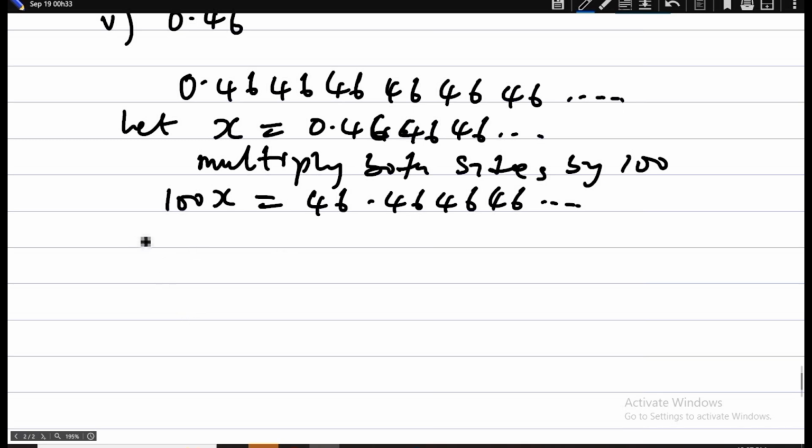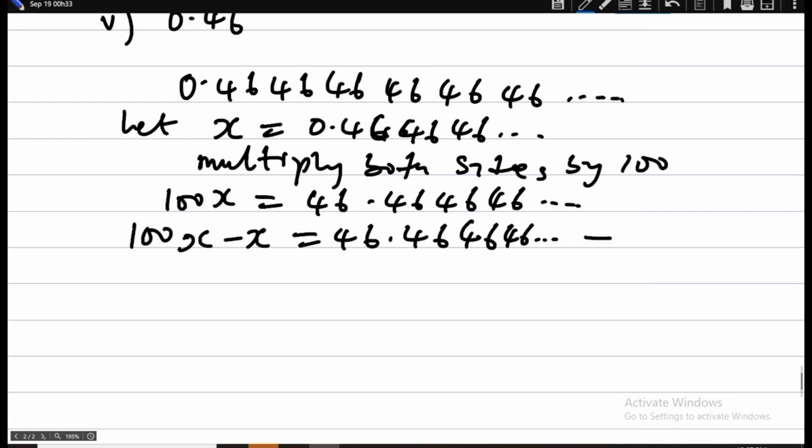Okay, so the next thing we do is we subtract that x again. So I'm going to have 100x minus x is equal to 46.464646 that continues, minus that same. You know what is x? X is 0.464646 that continues.